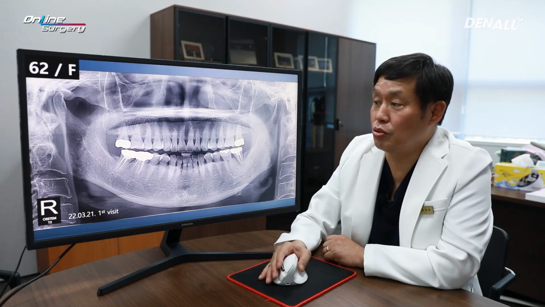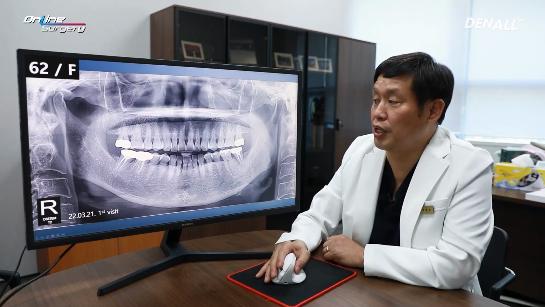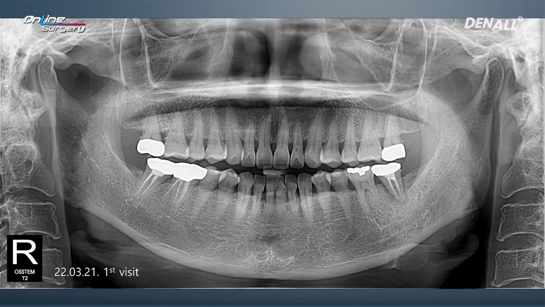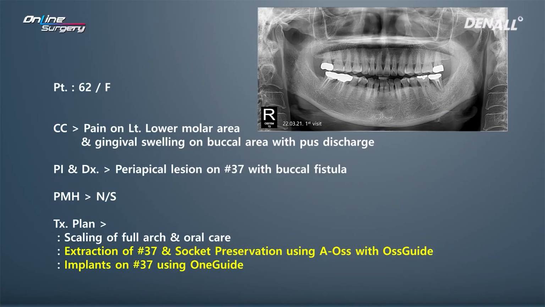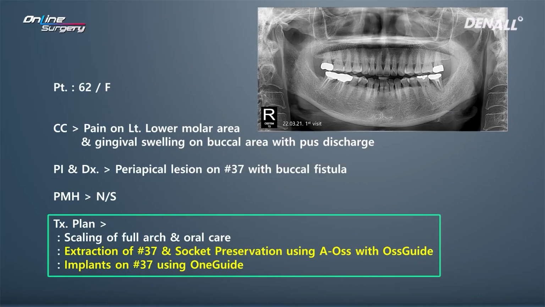Let's look at today's case. This is a 62-year-old female patient. This is an initial visit. The chief complaint is that there's pain in number 37 and there's suppuration. Based on diagnosis, there's a periapical lesion as well as buccal fistula. After doing overall oral care, number 37 was extracted.